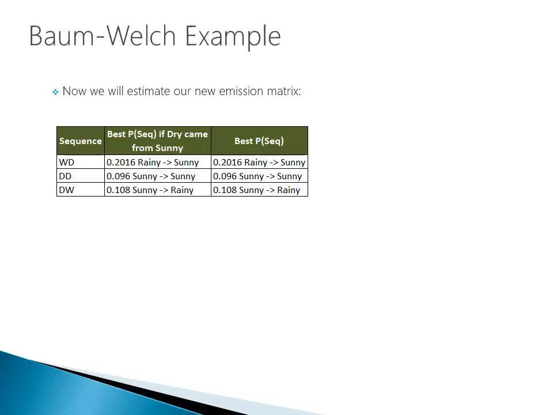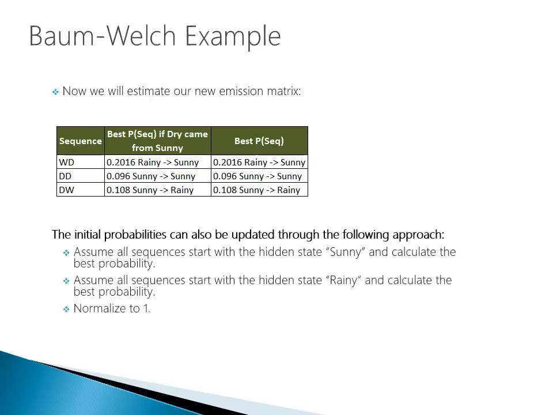Now we will estimate our new emission matrix. The initial probabilities can also be updated through the following approach. So I assume all sequences start with the hidden state sunny, and I calculate the best probability. Then I assume all sequences start with the hidden state rainy, and I calculate the best probability. And then finally, I normalize to 1.